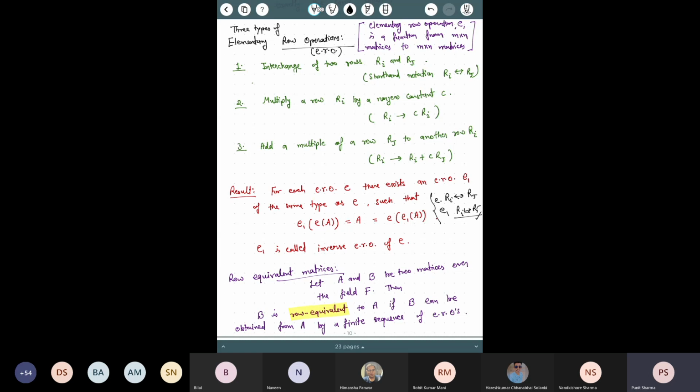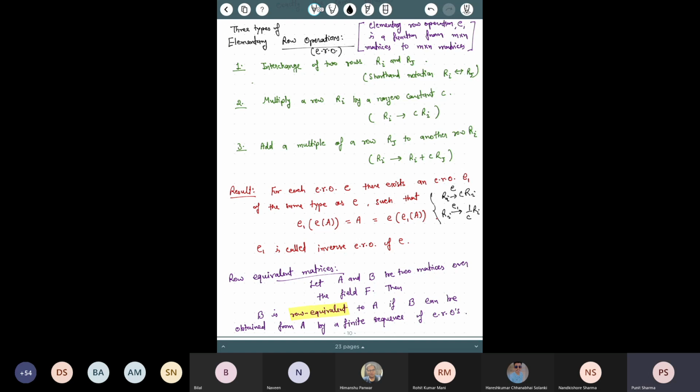When it is the second elementary operation, find the inverse of the scalar, that is 1 upon C. So when E is Ri goes to CRi, then the inverse of E, if this is E, then E1 would be Ri goes to 1 upon C Ri. Yes, sir.